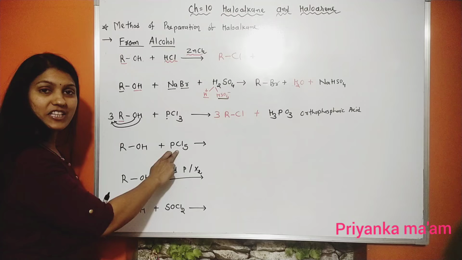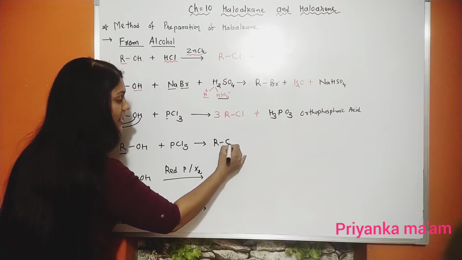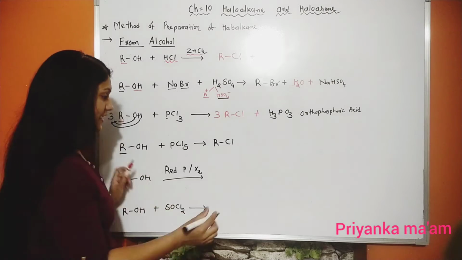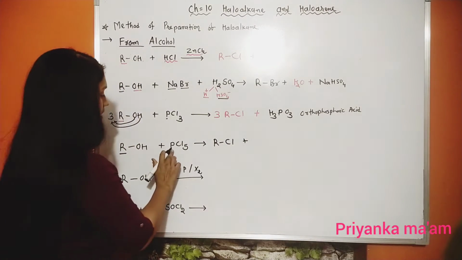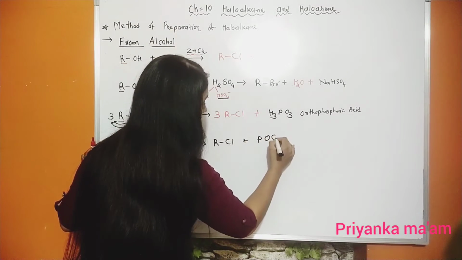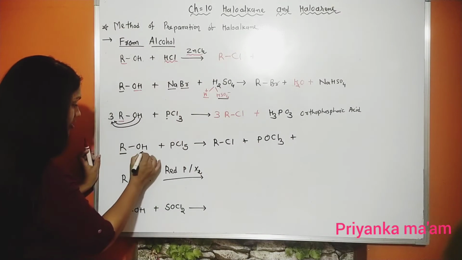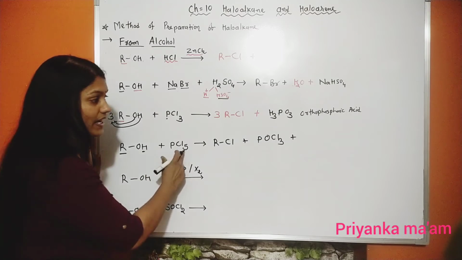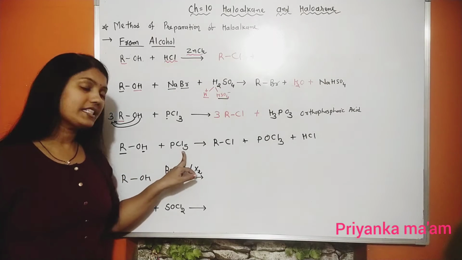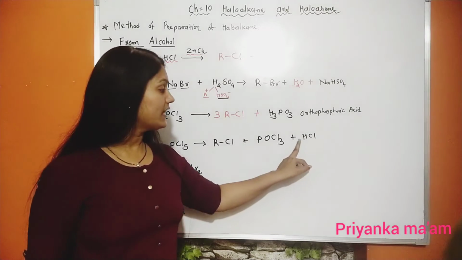Alcohol reacts with PCl5. R is attached with halogen. Here it is 1 R, so it is attached with only 1 halide. And phosphorus, oxygen and Cl3, POCl3 is formed, and this hydrogen attached with the 1 Cl that remains forms HCl. So when alcohol reacts with PCl5, it gives RCl, meaning haloalkane, and the byproducts are POCl3 and HCl.